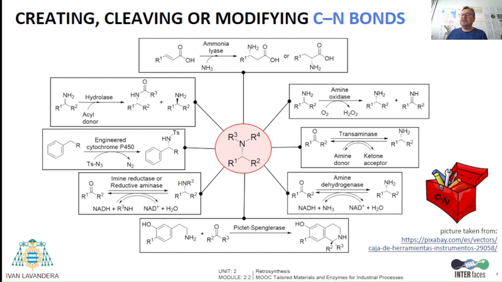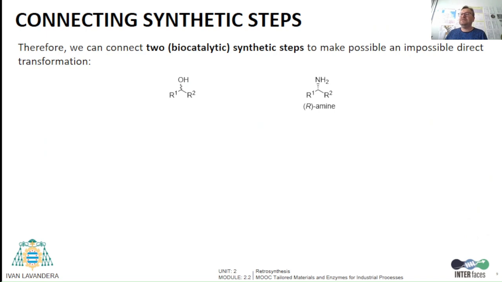To get access to chiral amines, there are also many different biocatalytic possibilities depending on the substrate. Starting from racemic derivatives, they can be resolved through kinetic resolution using hydrolases or amine oxidases, by a reductive amination from the corresponding prochiral ketone precursors by transaminases, amine dehydrogenases, or imine reductases, starting from alkenes and employing ammonia lyases, or activating alkyl or aromatic positions by using engineered monooxygenases and Pictet-Spenglerases, respectively.